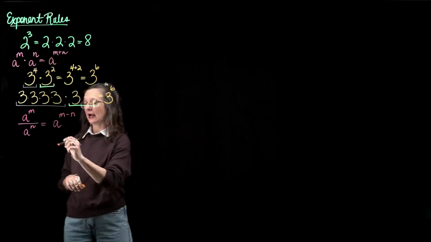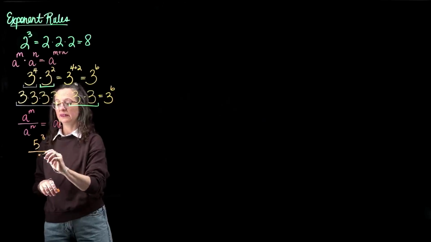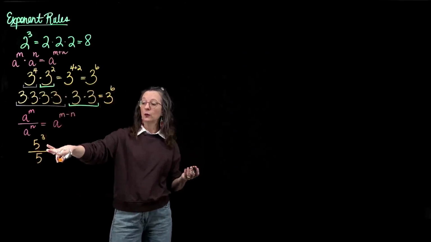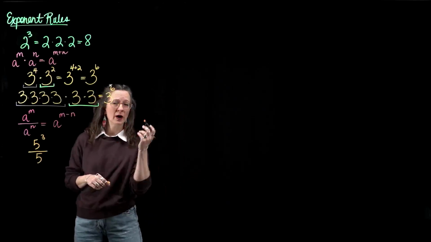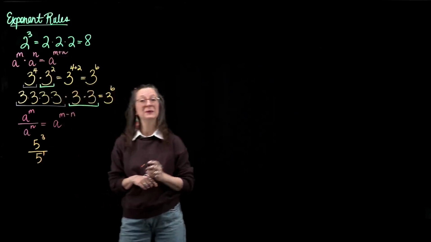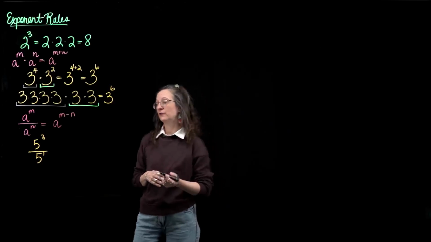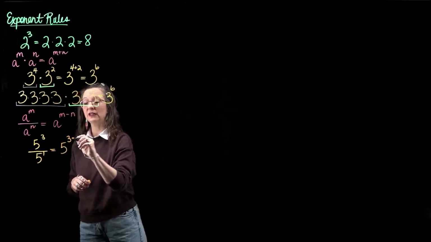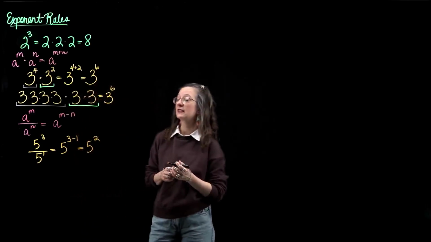Again, let's look at an example of what this might look like. So let's say that I had 5 to the 3rd power divided by 5. Now, remember that when we don't have an exponent here, the exponent's assumed to be 1. And I call this a sneaky one because we can't always see it, but it's always there. So 5 to the 3rd divided by 5 to the 1st power, our rule tells us that this would be 5 to the 3 minus 1 power, which would be 5 to the 2nd power.